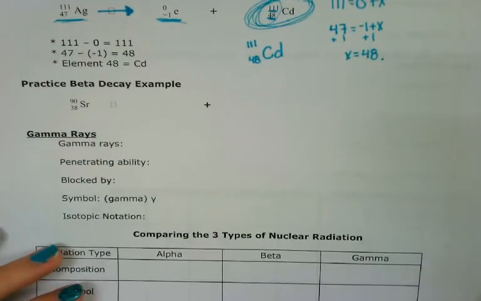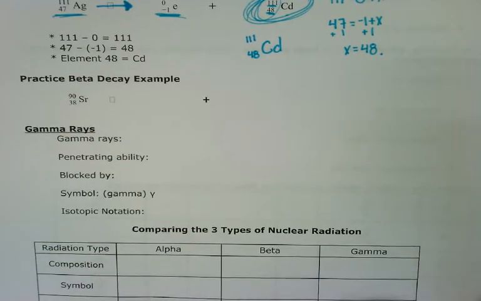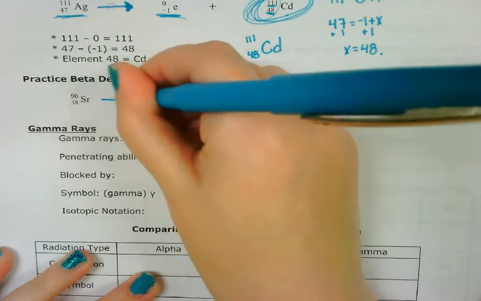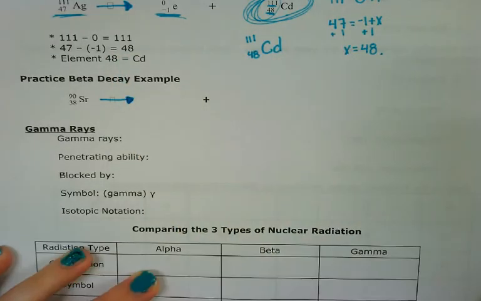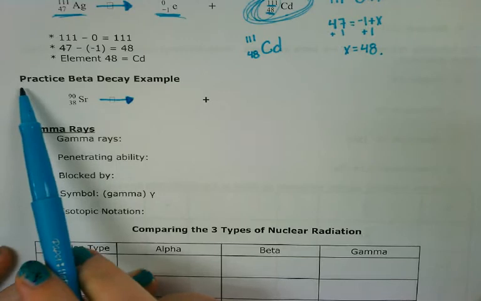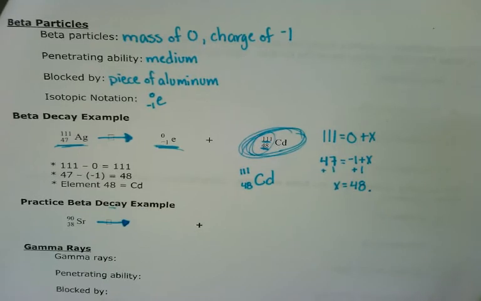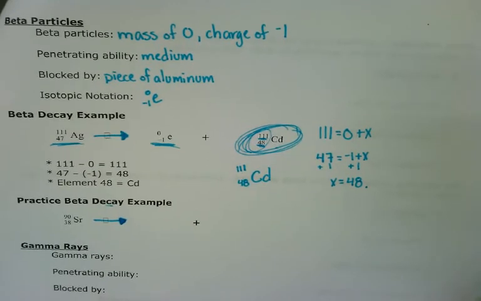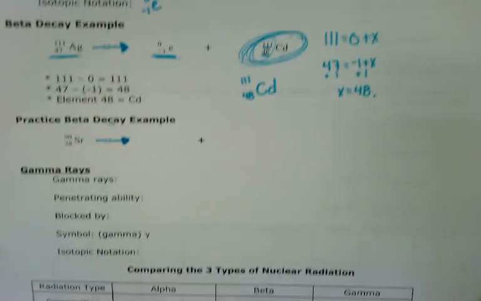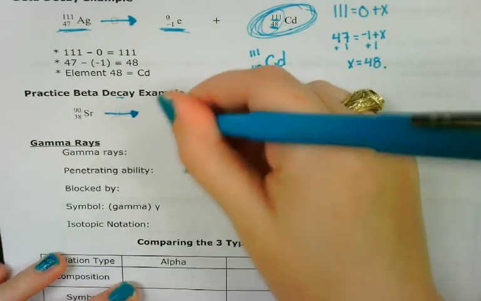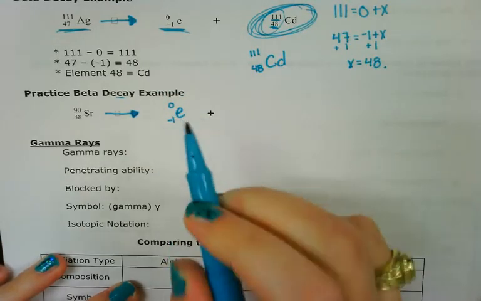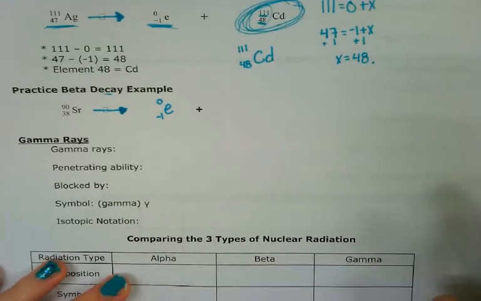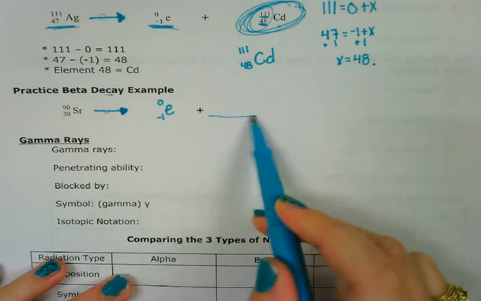So, your turn. Let's start with the beta decay. I draw our little arrow. For some reason it didn't show up. Okay, so beta decay. What do we use to notate beta decay? The electron, right? So first thing we're going to do is write that. -1. Not positive. It is -1. Alright.